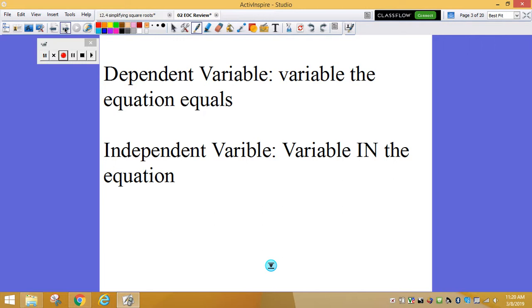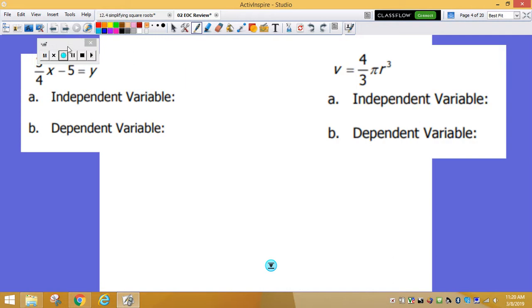Dependent variable is the variable that the equation equals. The independent variable is the variable that's in the equation, okay? It's easy to remember. Independent is in the equation. So pause it, write that down, and then let's look at these examples. This first one says, what's the independent variable? Well, what's in the equation? It's y equals all this, so the variable in the equation is the x. Dependent is what it equals, and it equals y.